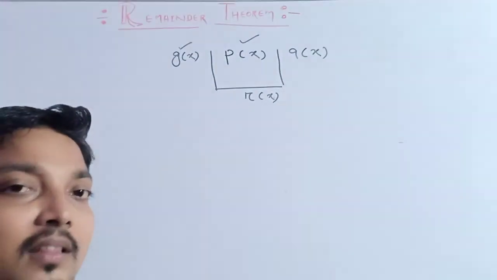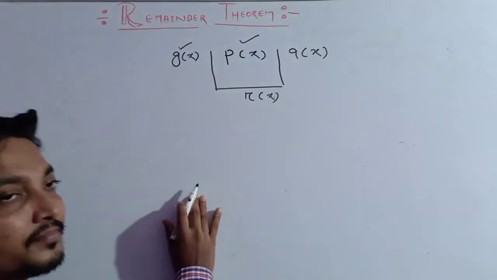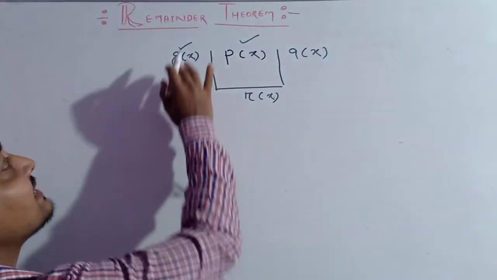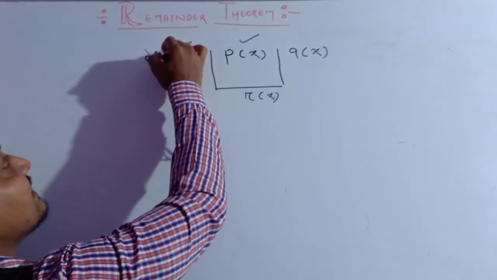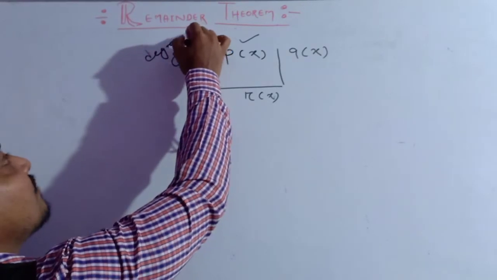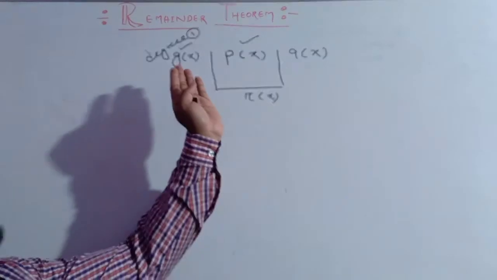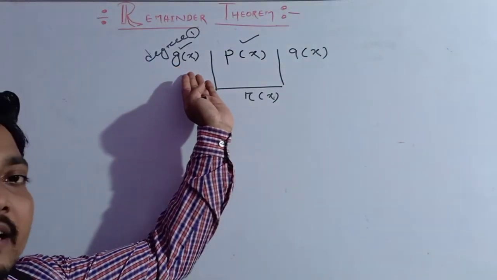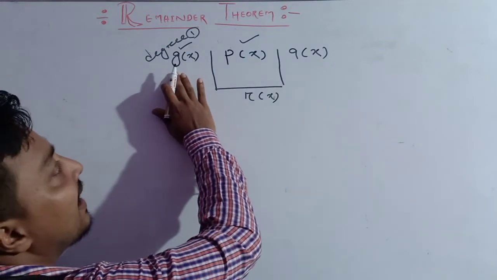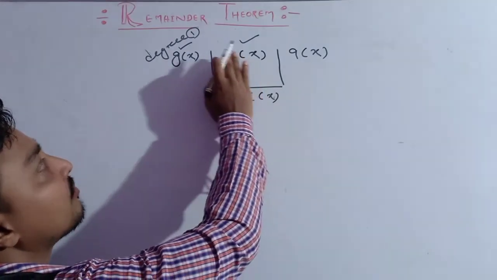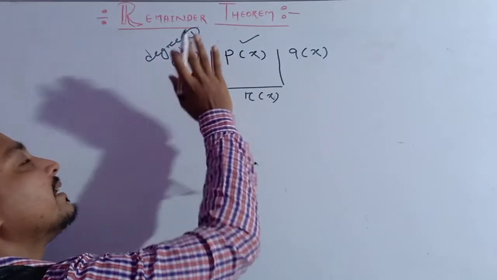But here, in the remainder theorem, I said this one is linear. Linear means its degree is 1. As in the remainder theorem, the divisor polynomial is linear, and its degree is 1. As its degree is 1, its degree will either be equal to the degree of this one, otherwise its degree will be more than the degree of this one.